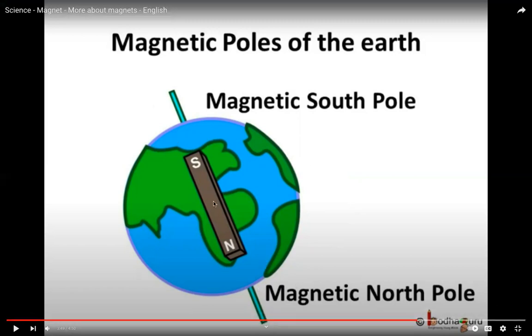So in Earth we consider the north pole as here and the south pole like this. But if Earth is a magnet, a large magnet like this, Earth has south at this end and north at this end.